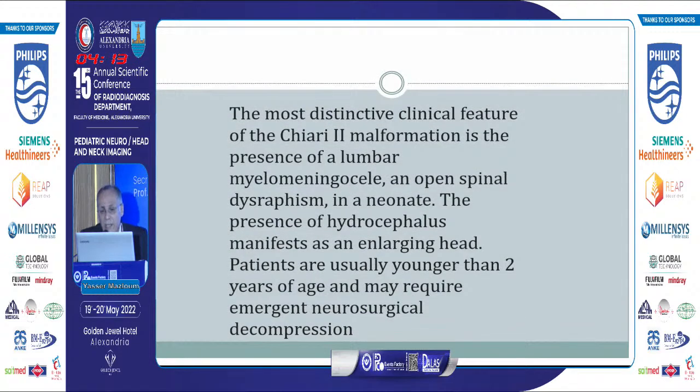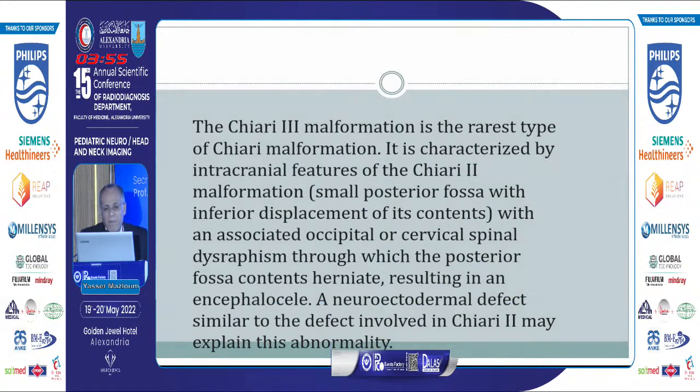The most distinctive clinical feature of Chiari-2 malformation is the presence of a lumbar myelomeningocele and open spinal dysraphism in the neonate, and the presence of hydrocephalus manifested as an enlarging head. Patients are usually younger than 2 years of age and may require emergency neurosurgical decompression.